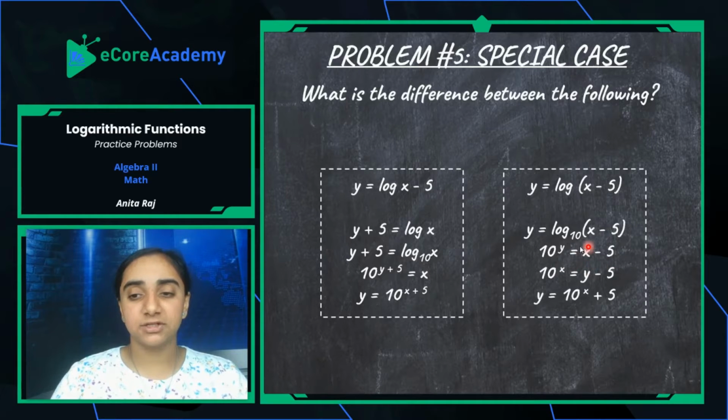Now we swap the positions of x and y, and we get 10 to the power of x is equal to y minus 5. And finally, to solve for y, we add 5 to both sides, and we get y equals 10 to the power of x, plus 5. As you can see, the answers look slightly different. They're both exponential functions. However, the x plus 5 is all in the exponent when you don't have parentheses in the original log. But if you do have parentheses in the original log, you have 10 raised to the power of x, and then you have that plus 5 outside. It's not included in the exponent. So that's the difference I want to make sure you all notice.